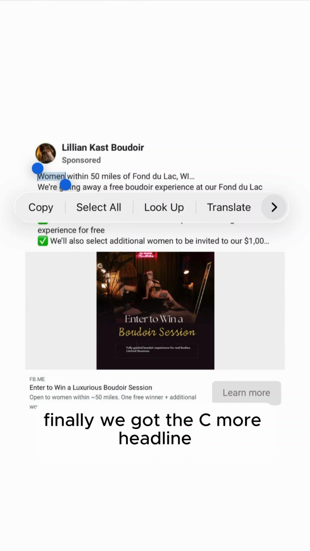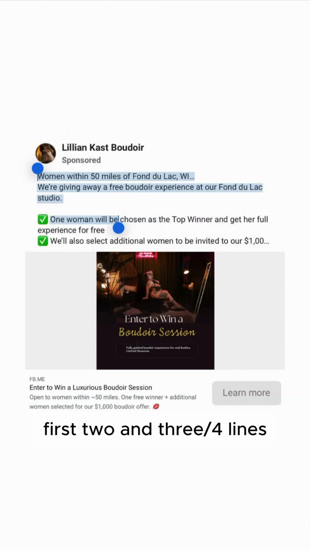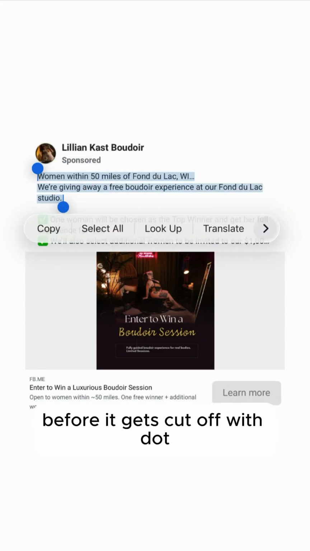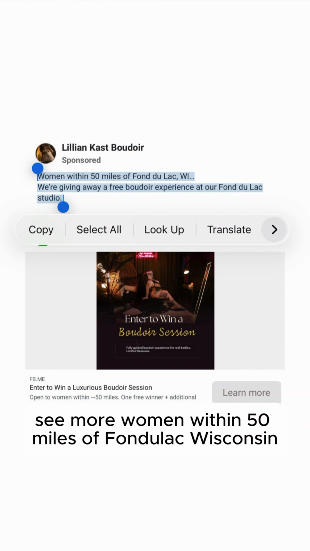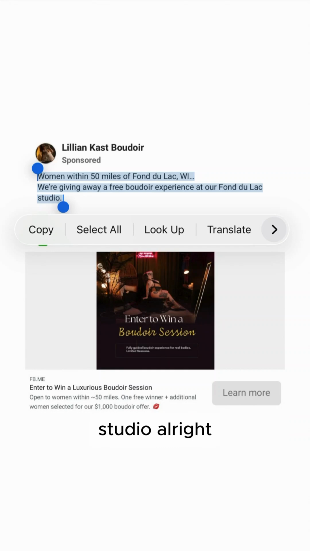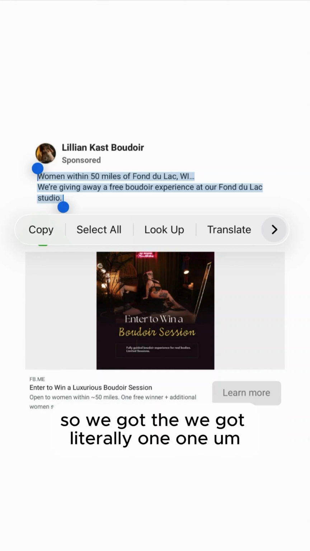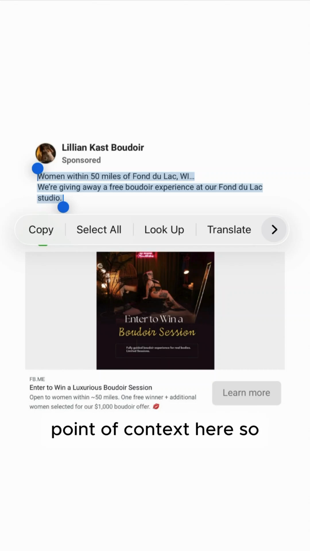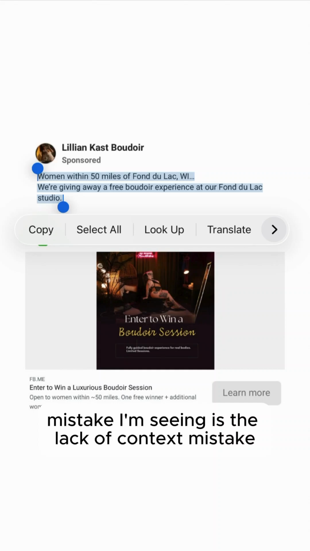Finally, we got the see more headline. First 2 3/4 lines on the Facebook mobile newsfeed before it gets cut off with "...See more." Women within 50 miles of Fond du Lac, Wisconsin. We know we have a free boudoir experience at our Fond du Lac studio. All right, so we got literally one point of context here. So the mistake I'm seeing is the lack of context mistake.